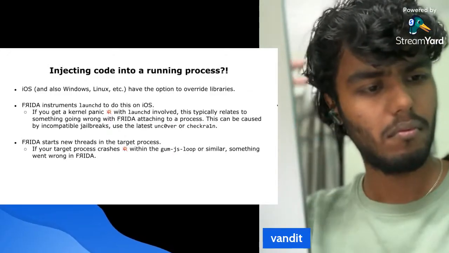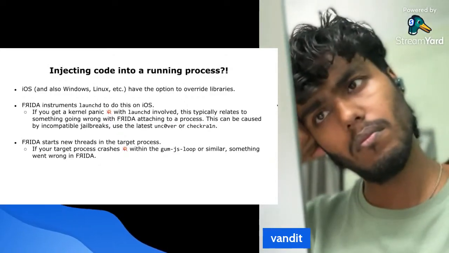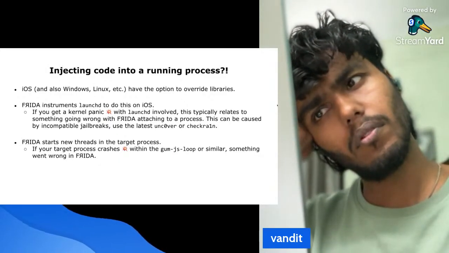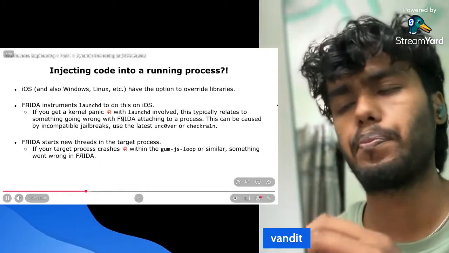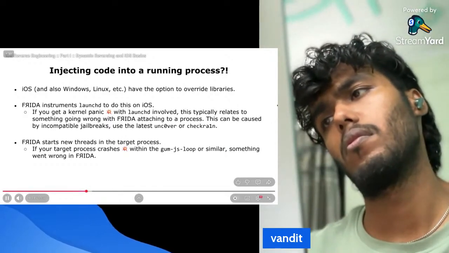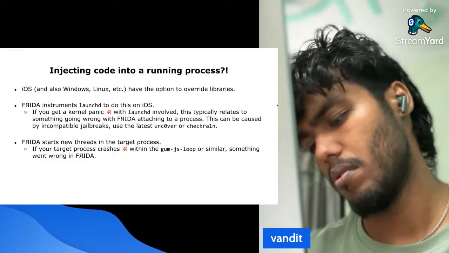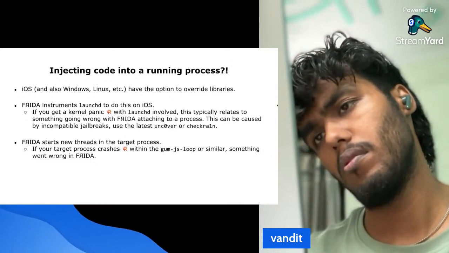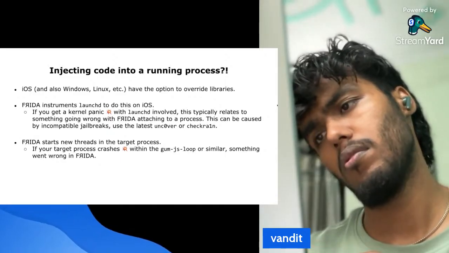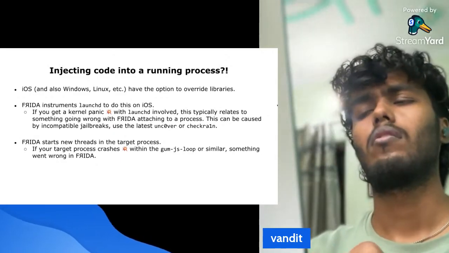What also happens quite often is that in the target process you get a crash, for example in the gum.js loop or Frida something. This means that something in your code is wrong, or that something in the Frida implementation is wrong. That's just something you need to understand. When you get a crash, it can be due to how Frida tries to modify the target.